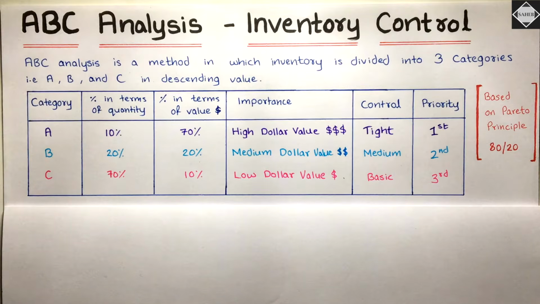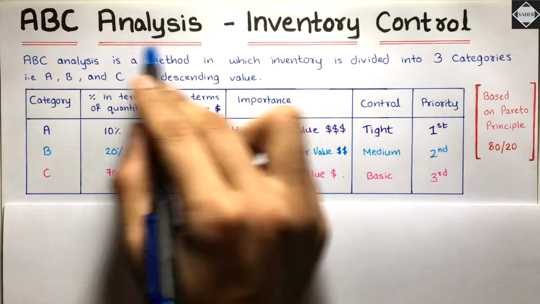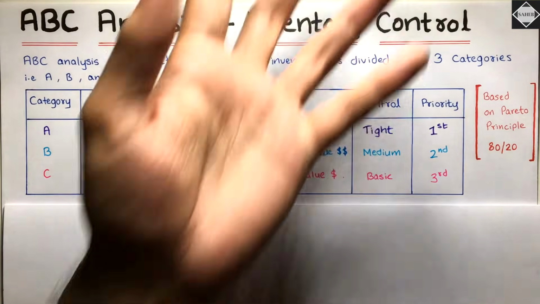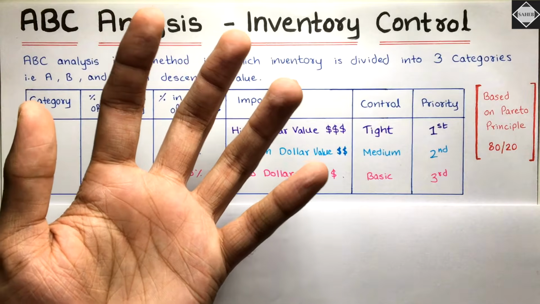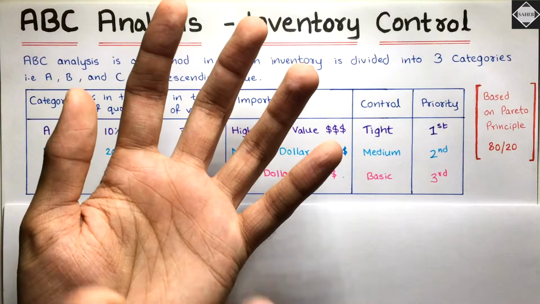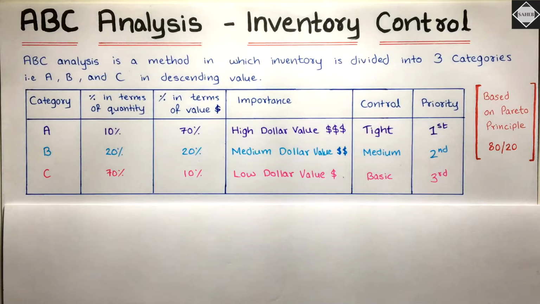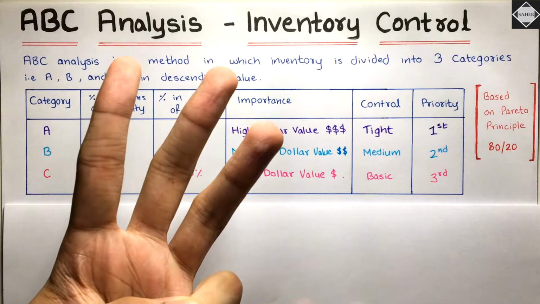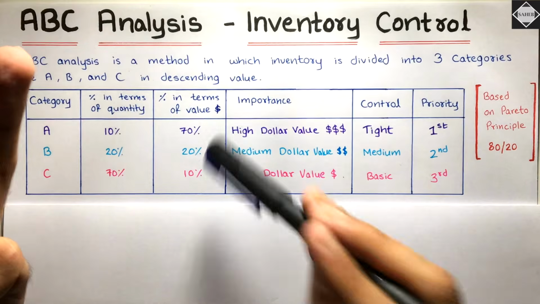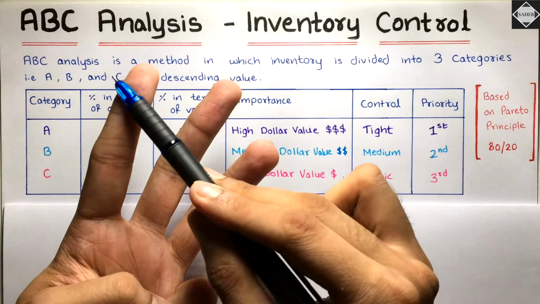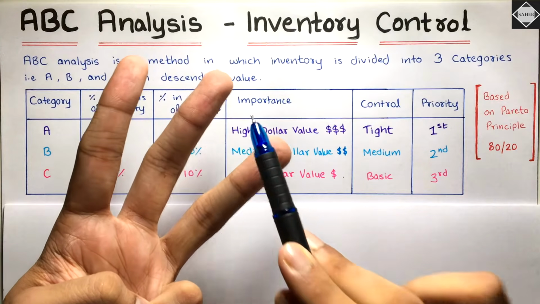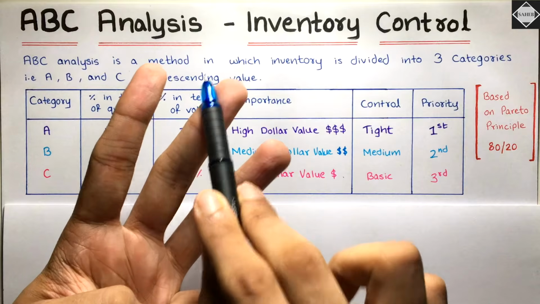Now let's just understand what this ABC analysis is. Now see, ABC analysis is a technique of inventory control in which we take the whole inventory. Let's just say in inventory we have 100 different items. We take all of that. This will be our 100%, isn't it? We'll break this into three different categories: category A, category B, and category C, in descending value. Descending value means that category A will be the most important category, category C will be the least important category, and category B will be moderately important.